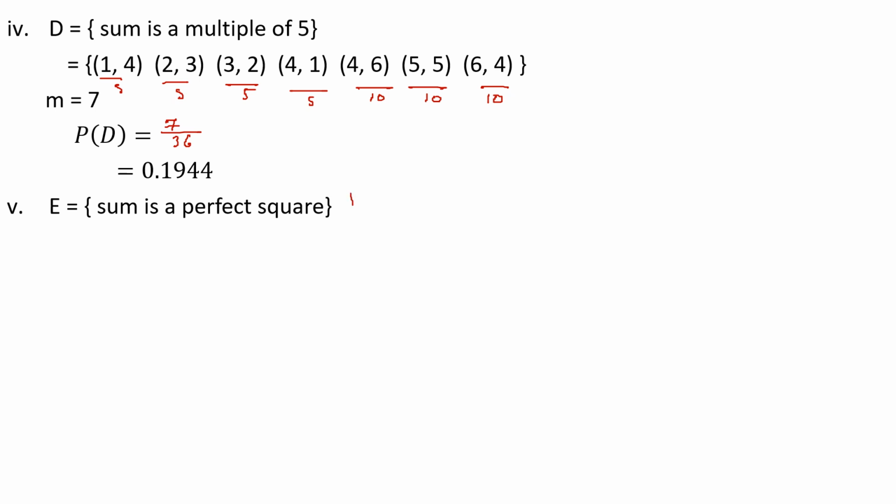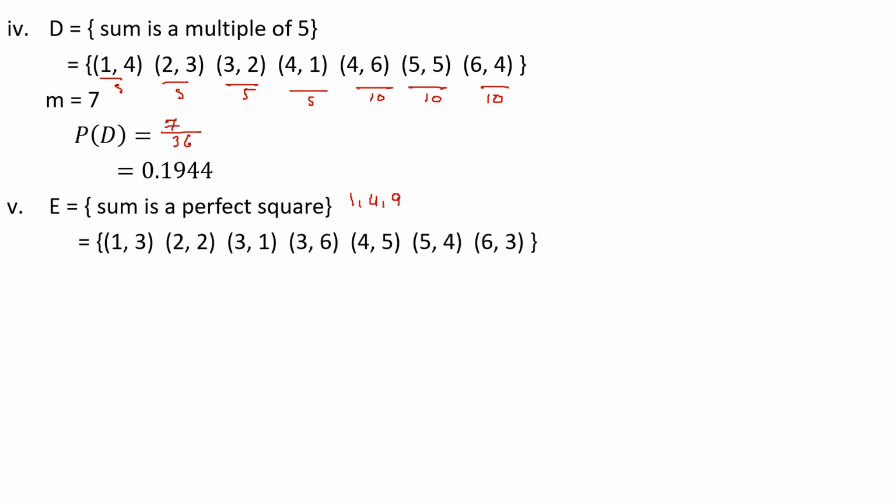The event E is the sum is a perfect square. So perfect squares are 1, 4, 9 and 16, but 16 is a bigger number because the maximum sum will be only 12. So up to 12 we have only 3 perfect squares: 1, 4 and 9. It is not possible to get the sum as 1, so this is not possible. For 4 we have (1,3), (3,1) and (2,2), that is 3 outcomes. For 9 we have 4 outcomes. So in total we have 7 outcomes. Therefore, probability of E will be 7 by 36, that is 0.1944.